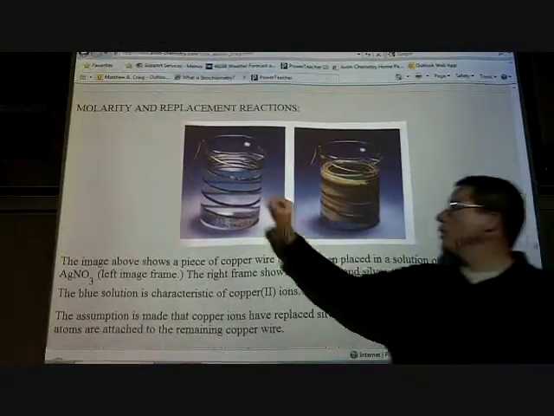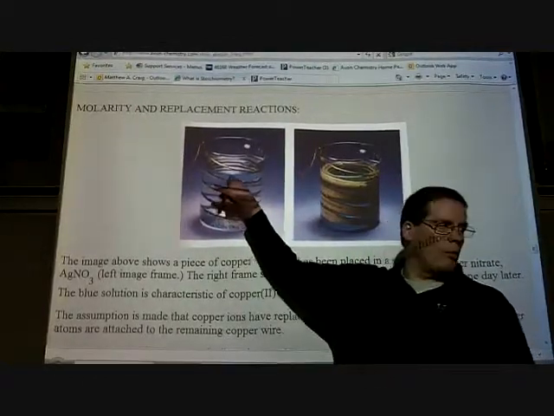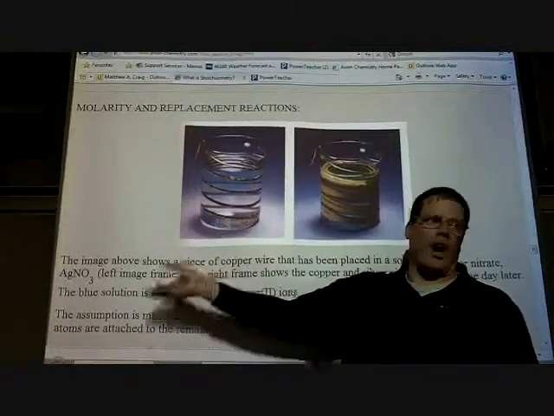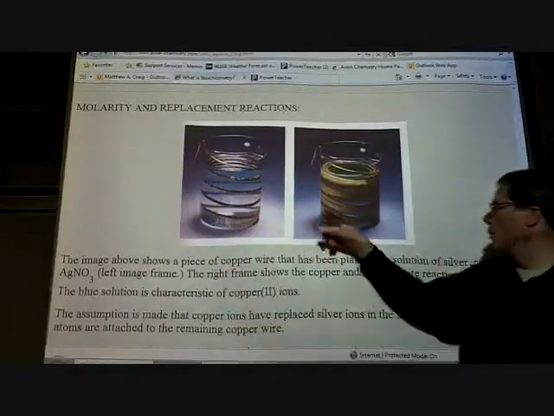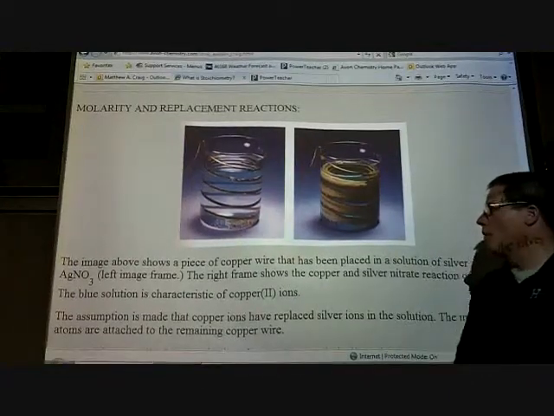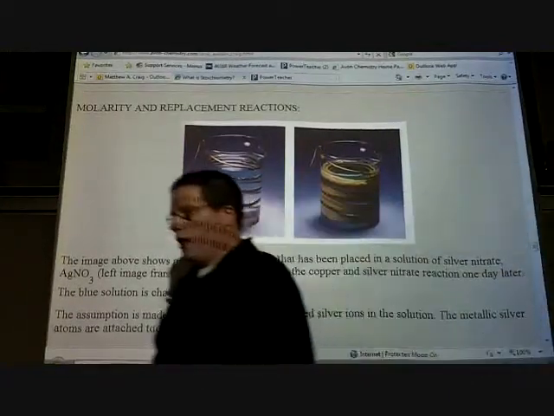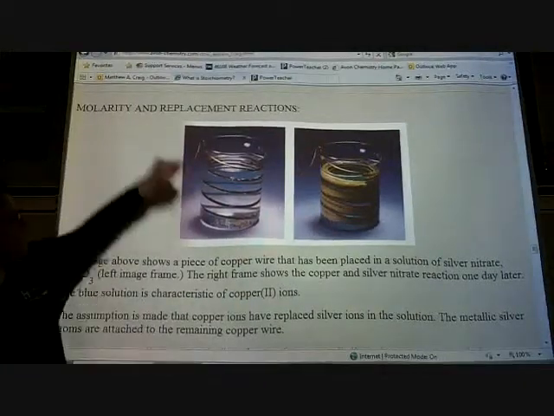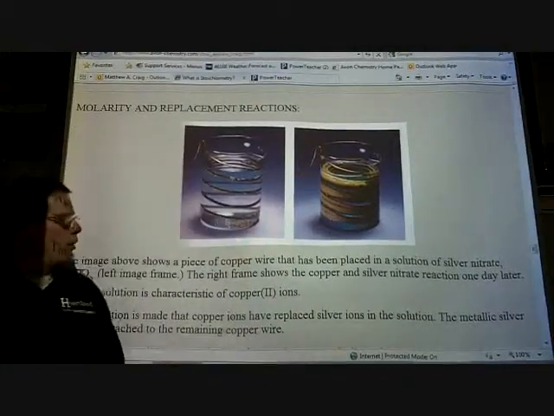And what's happening is the copper metal atoms are actually going into solution, and the silver ions are coming out of solution, forming pure silver along this copper wire. So it's a single replacement reaction, things that we've already done before. However, when you look at this, we've got a solid and we're placing it in a liquid.